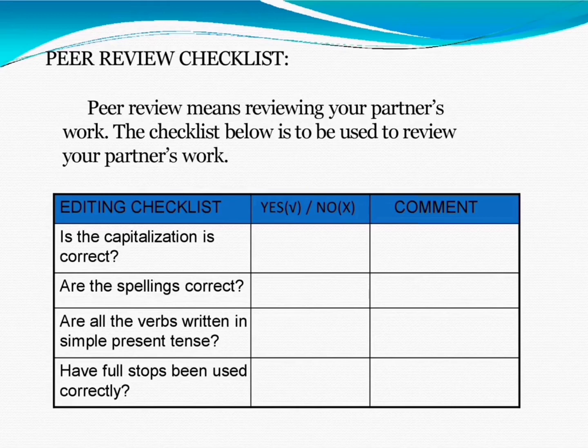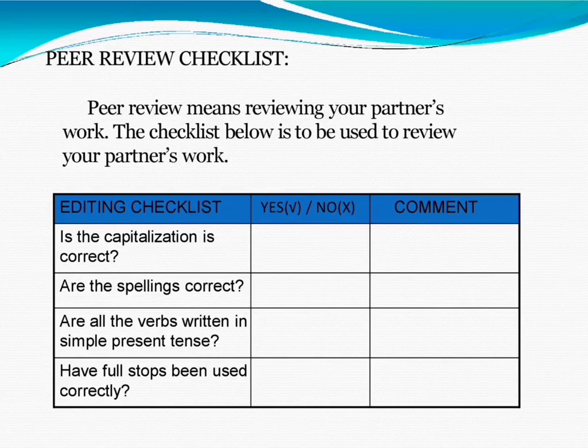If it is in the past or future tense, you need to put no, or else put yes, and give your comments in the comment box. Have full stops been used correctly? I already told you that punctuation plays a vital role in a passage. If someone uses full stops in a wrong place, the whole meaning will change. So you need to check whether your partner put every full stop in the proper place. If it is yes, put a tick, or else put no, and give your comments in the comment box.